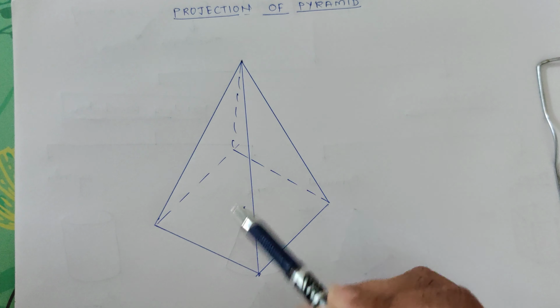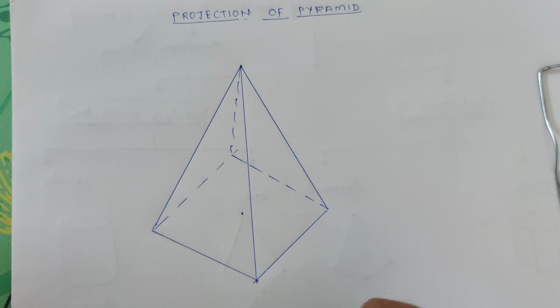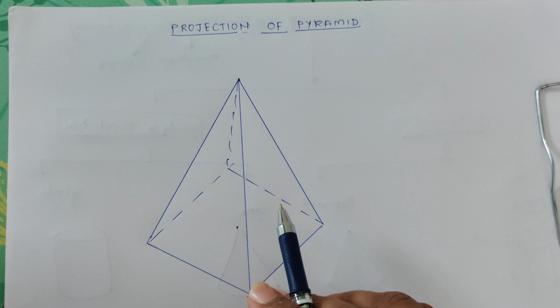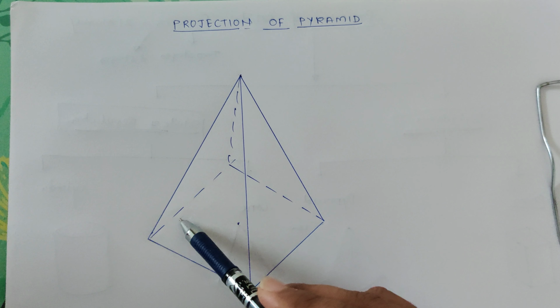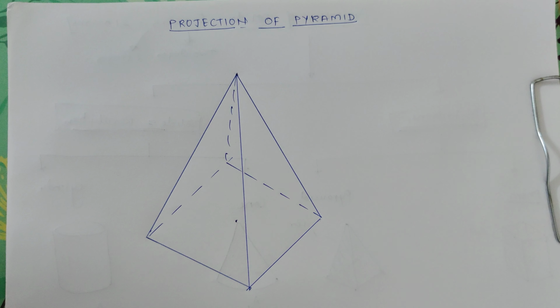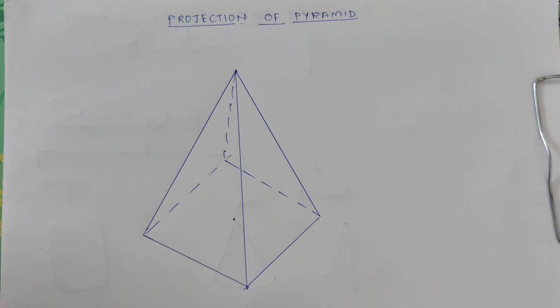If it is a pentagon, pentagonal pyramid. Like that, if it is a hexagon, hexagonal pyramid. If it is a triangle, then it is a triangular pyramid. Okay, so here the base of this pyramid is a square, so that's why this is called a square pyramid.